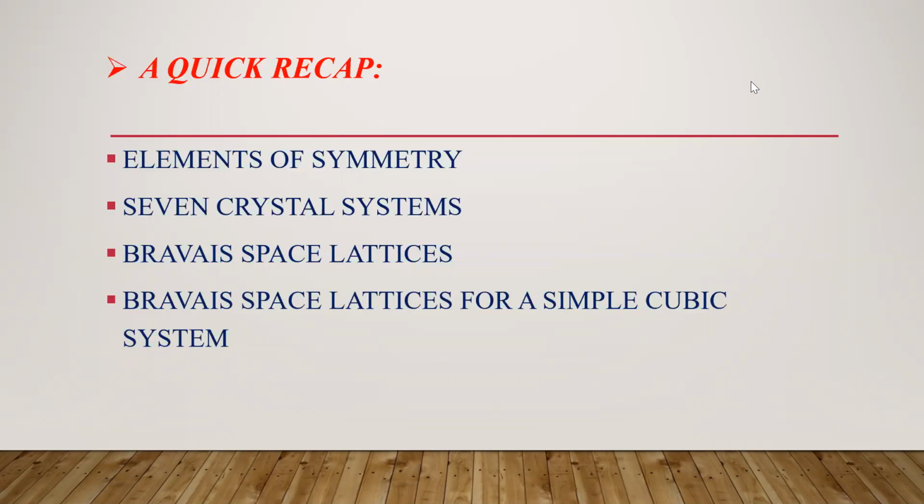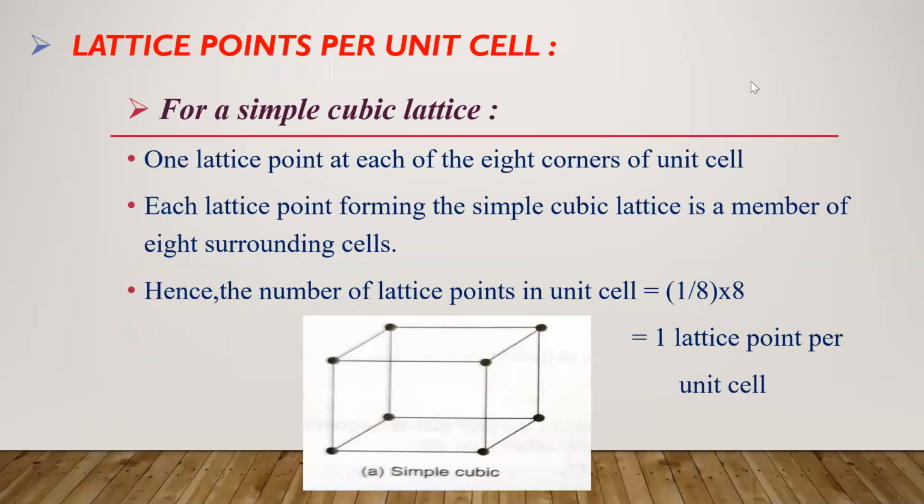We have been told that there are 14 ways of arranging them in a similar way, where each lattice point has the same environment surrounding it. But for a cubic crystal system, we have in particular only 3 ways of arranging in that fashion. That is simple cubic, body-centered cubic, and face-centered cubic. That we have learned here. Then the lattice points per unit cell.